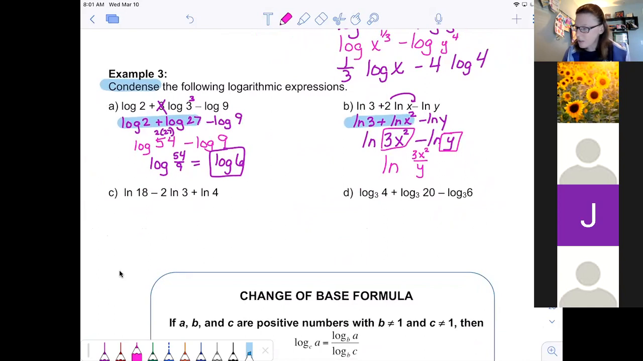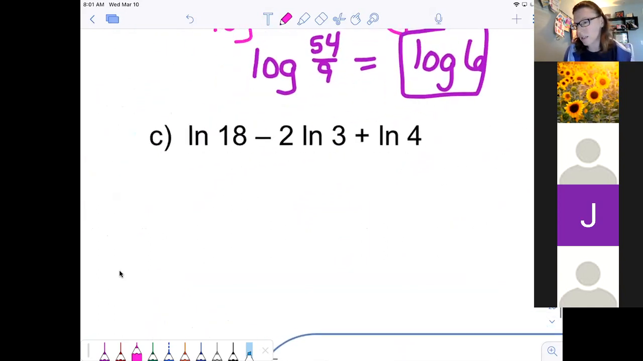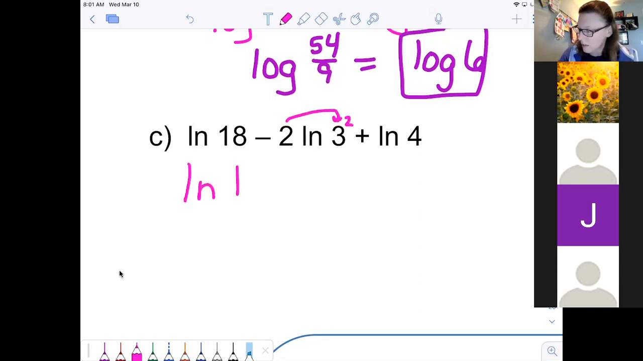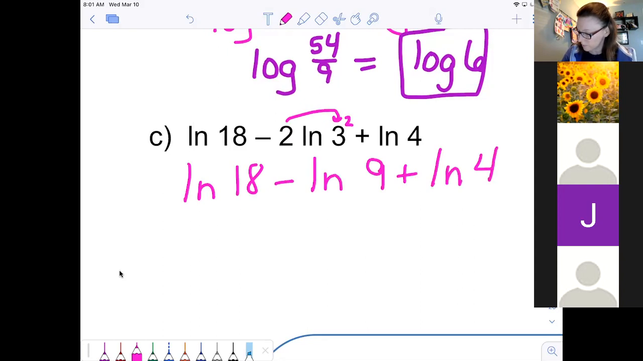All right, so let's just try one more of these. I guess we'll just do letter C here. It's the same with ln as it is with the log. So the first thing, I would make it 3 squared. So ln 18 minus ln 9 plus ln 4.